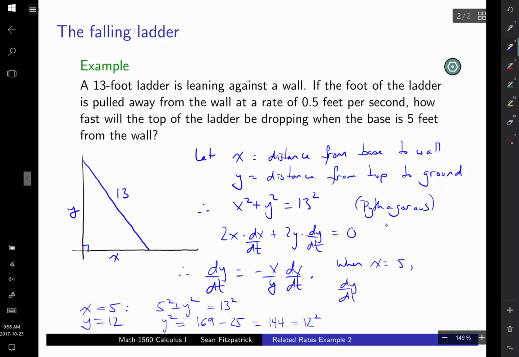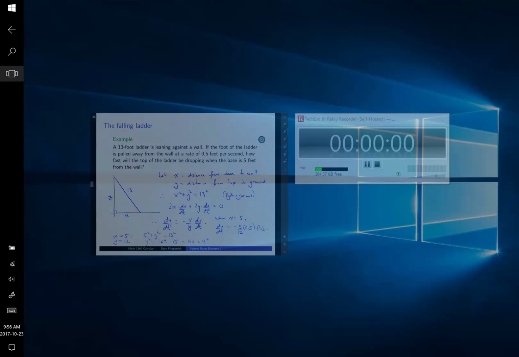dy/dt is minus 5 over 12 times the rate at which the foot of the ladder is being pulled away, which is 0.5, and in this case that's in feet per second. And we'll just leave it like that. Okay, good. That's it for this example.